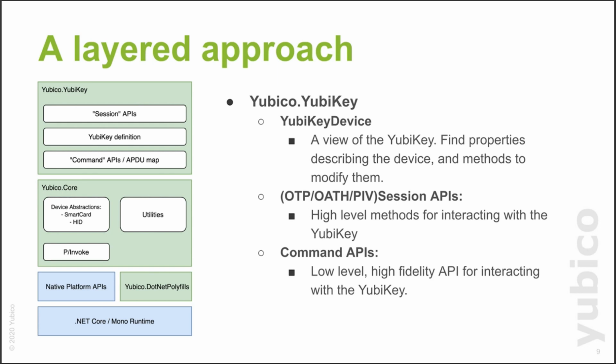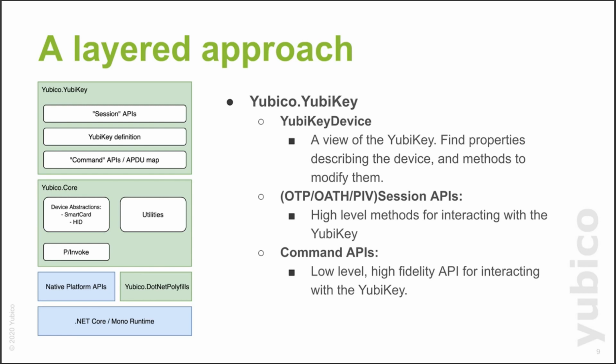Yubico.YubiKey is the assembly you will want to use. There are three major pieces contained within. First is the YubiKey device object. This class has static methods for finding and enumerating YubiKeys, returning objects with properties and methods for interacting with said key. The YubiKey device is the starting point for the SDK. You can use it to find things like the serial number, getting and setting enabled applications, and more. You will also use it to establish sessions to the various applications on the key.